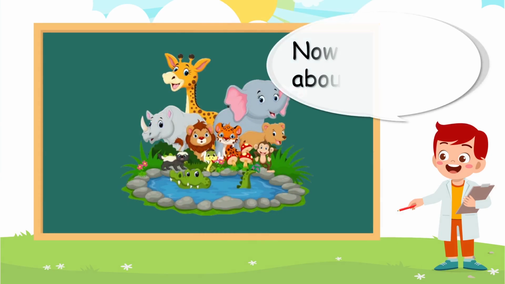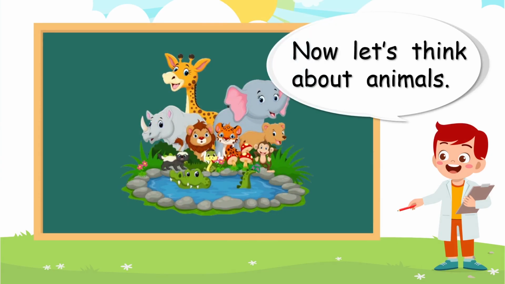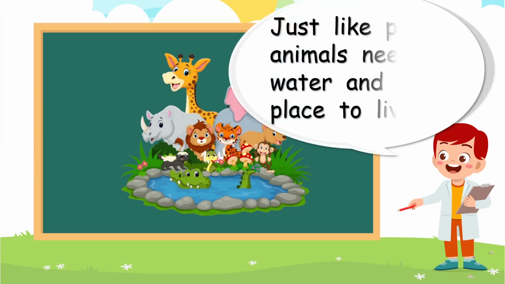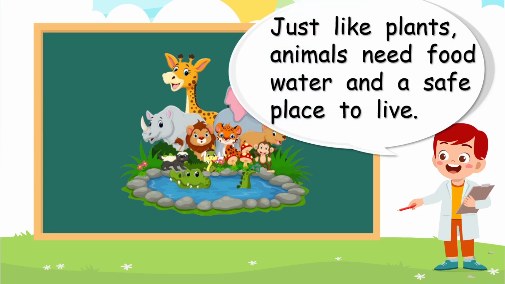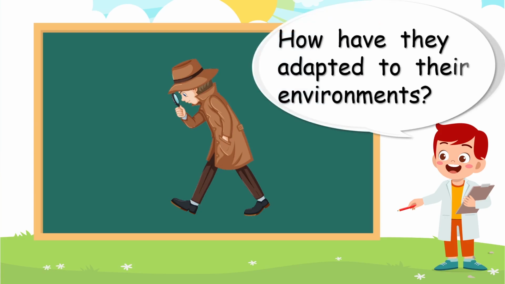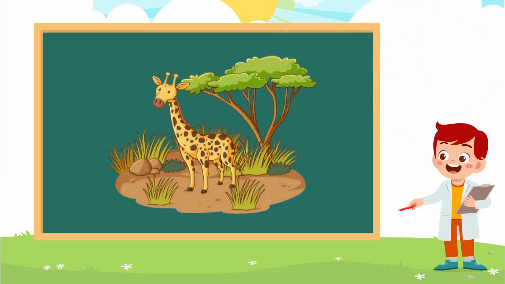Animals. Now, let's think about animals. All of these animals have different adaptations. Just like plants, animals need food, water, and a safe place to live. How have they adapted to their environments? Let's go and look. We know this animal.